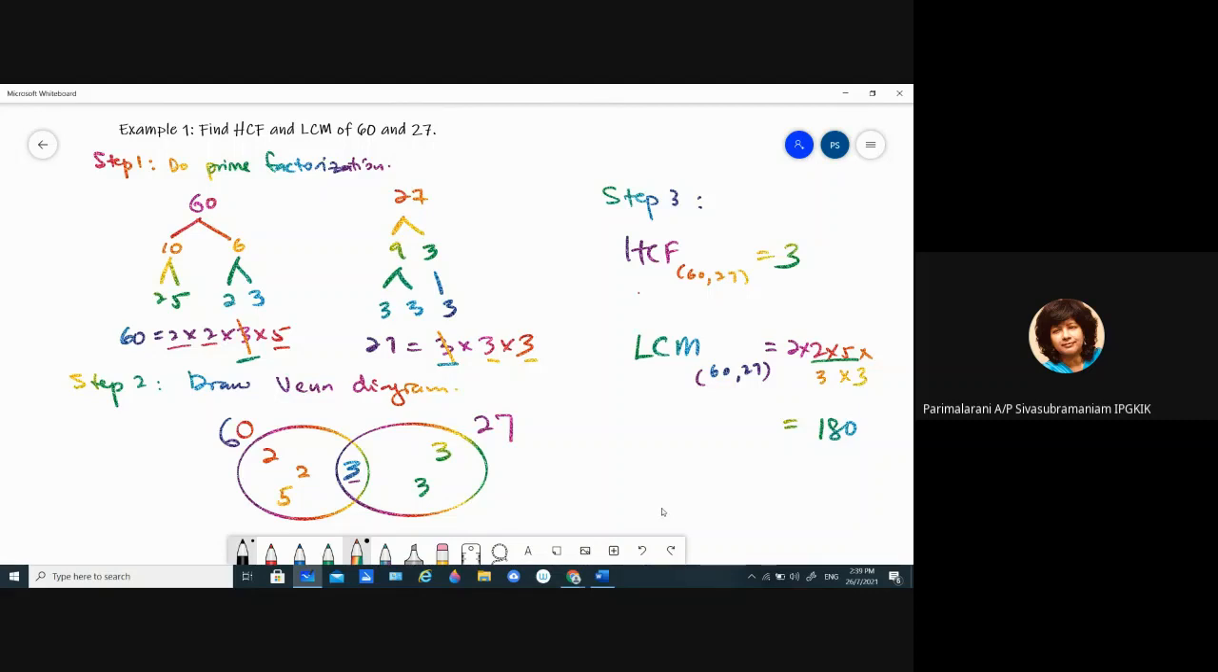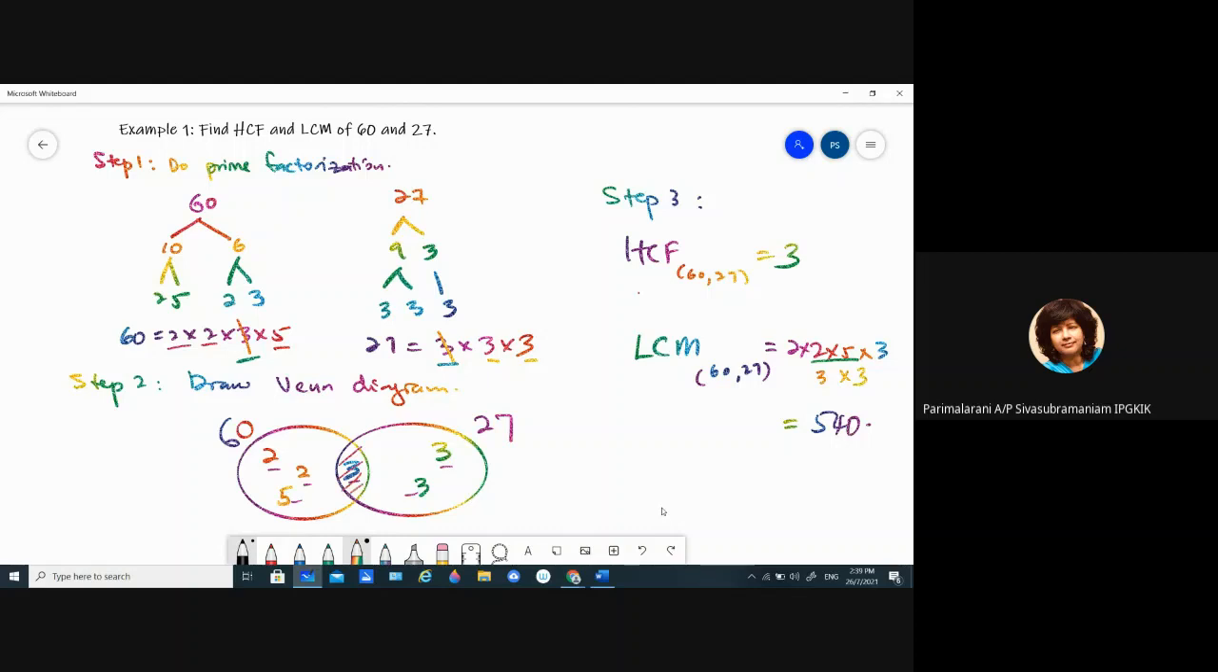Oh, did I multiply correctly? 2 times 2 times 5. Oh, sorry, I forgot to multiply one more 3. This 3 also must multiply, times 3. So 180 times 3. 18 times 3 is 54, so it's 540. So for LCM, we multiply all the factors. HCF is only the ones in the overlapping space.